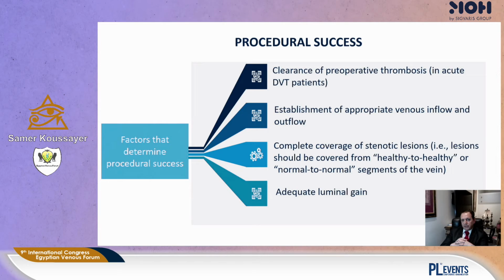Establishing appropriate venous inflow and outflow is very important. You have to go from healthy to healthy, normal to normal. So you have to have a healthy inflow and outflow. And you need to cover the entire area of stenosis. You cannot leave any lesion. So it should be covered from healthy to healthy, or normal to normal segment of the vein. And finally, you need an adequate luminal gain. You have to be sure the stent is completely expanded, and the IVUS can help you a lot with that.